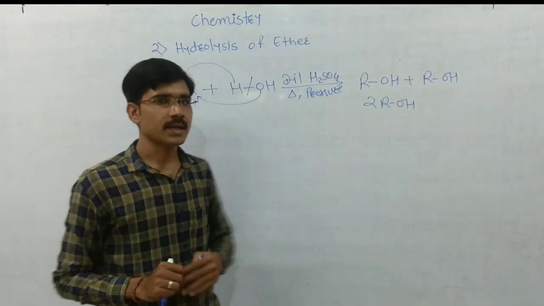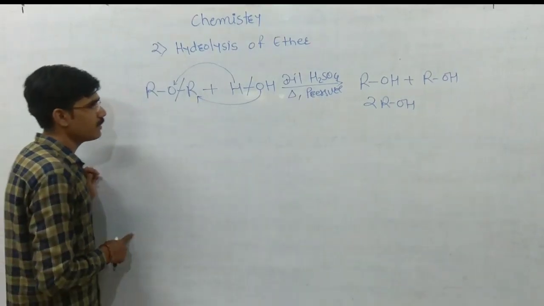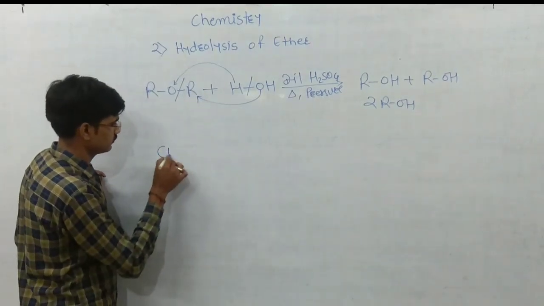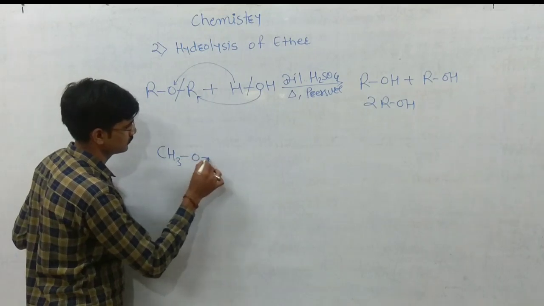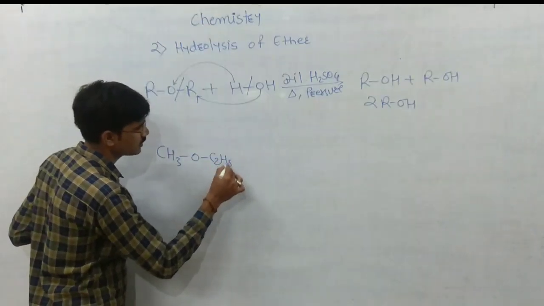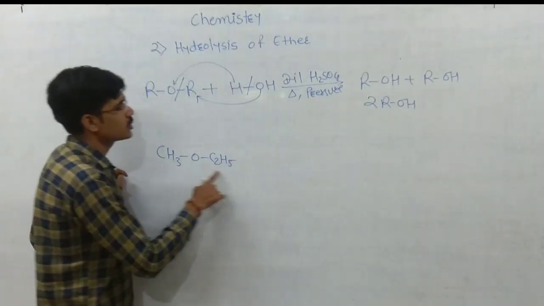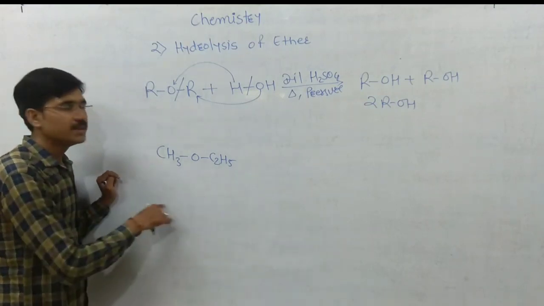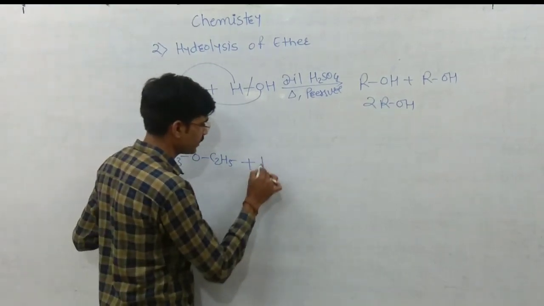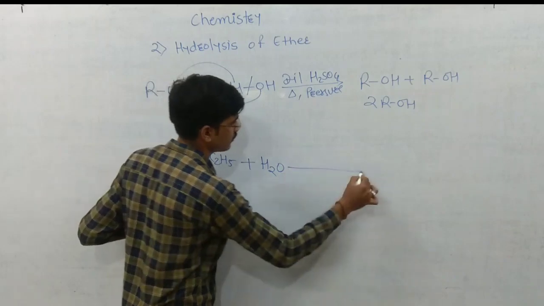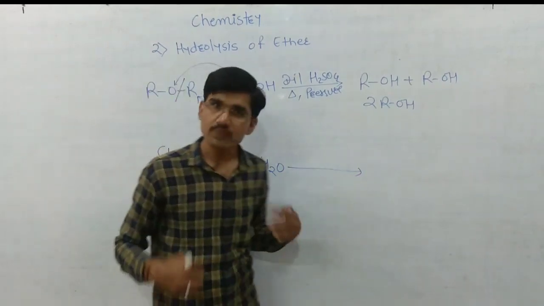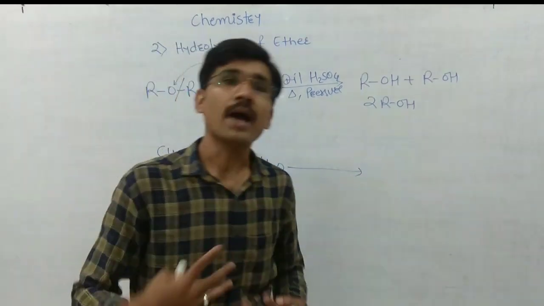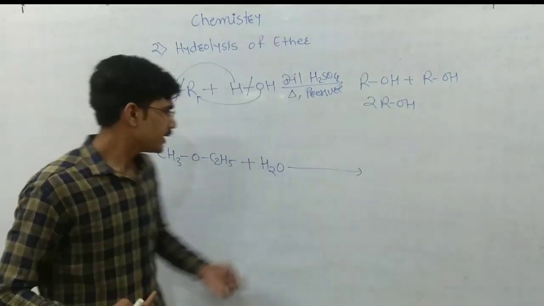We have to see an example. A very simple example is there. Suppose we are taking here CH3O C2H5, ethyl methyl ether. It reacts with H2O in the presence of dilute H2SO4, heat under pressure. Then we are getting a product.